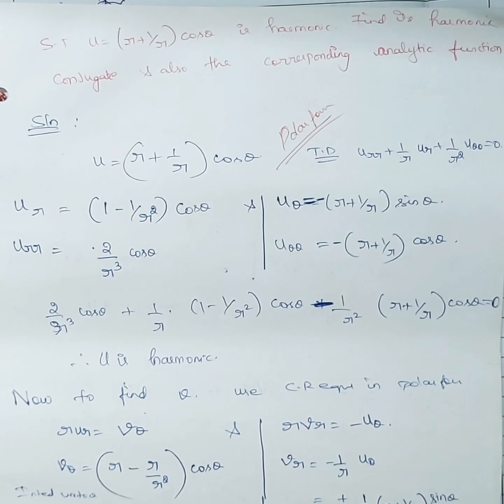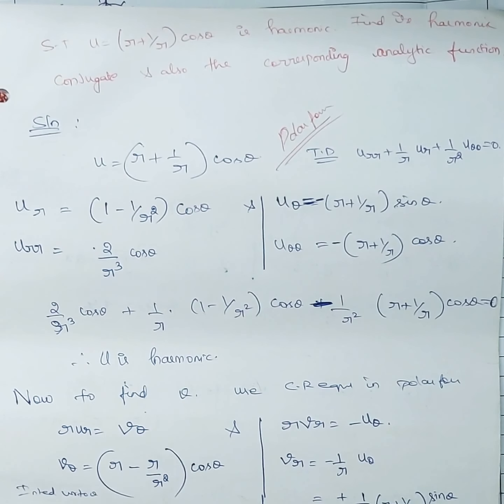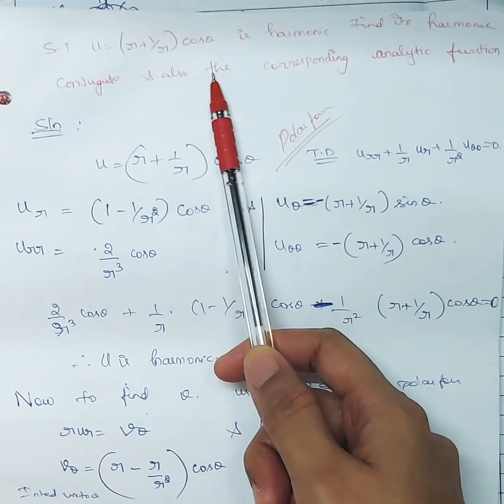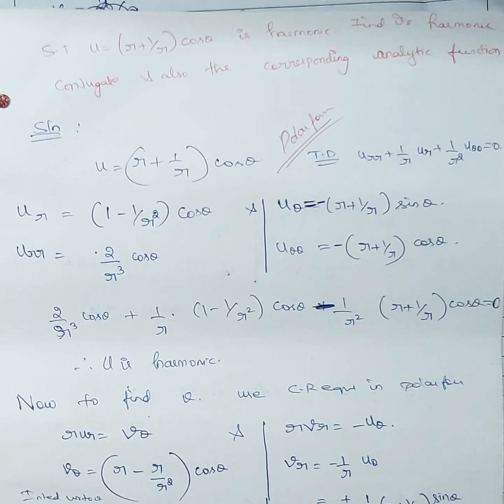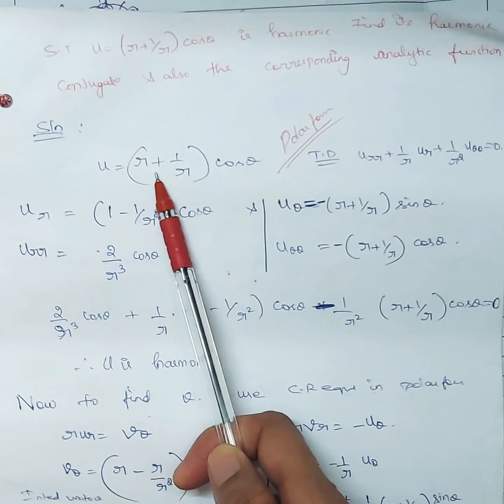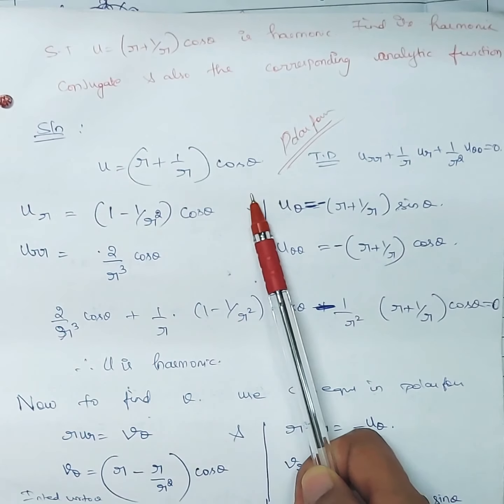Now, this is a question similar to that in polar form. Of course, this is very easy. Show that u is equal to r plus 1 by r cos theta is harmonic. Find its harmonic conjugate and also the corresponding analytic function. This is going to be very easy. This is u, r plus 1 by r cos theta, given in the question.